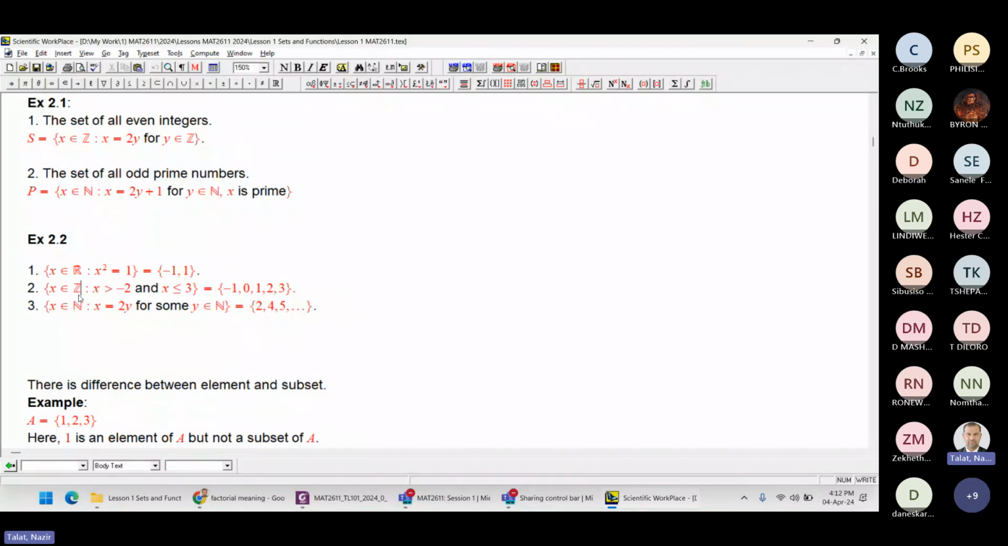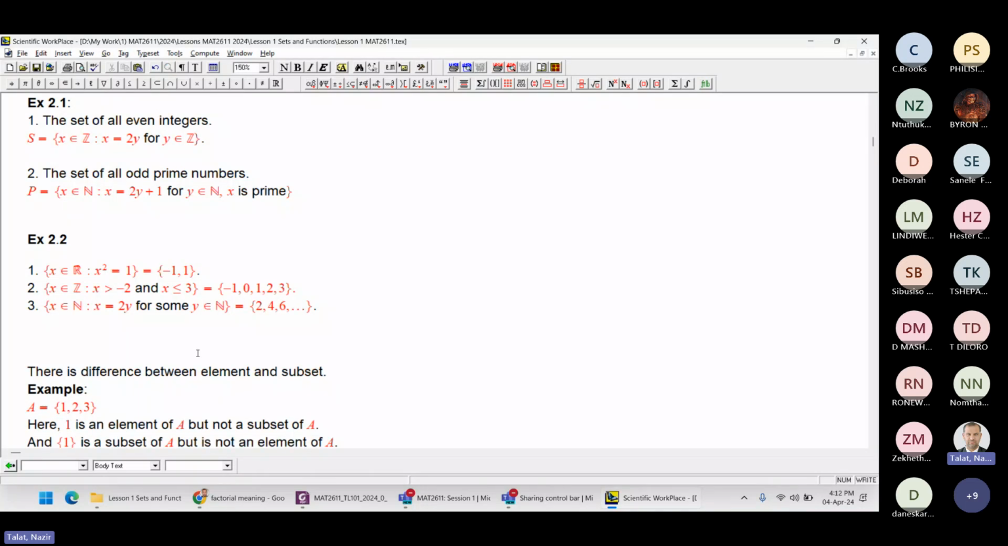And furthermore, here we have X as a set of natural numbers where x equals 2y for some y belonging to N. Now, if we see what kind of elements are included here, 2, 4, 6, this type of element will come into that set, because it contains all those elements where x is an even number. So it is the set of all even numbers.